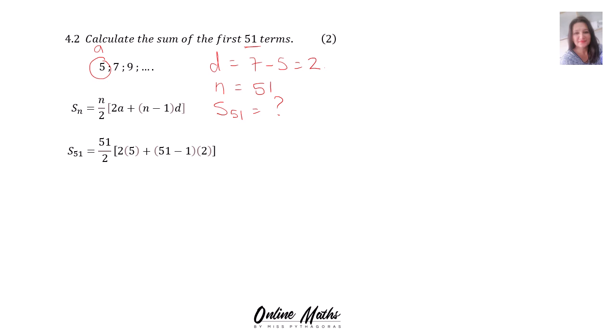When you do your substitution, there's your substitution. N is 51, your A value is 5, your D value is 2, and then there's your final answer. The sum of 51 terms will be 2805. And where are the marks? The marks are 2 marks, 1 for substitution into the correct formula, and the second mark is for the answer.